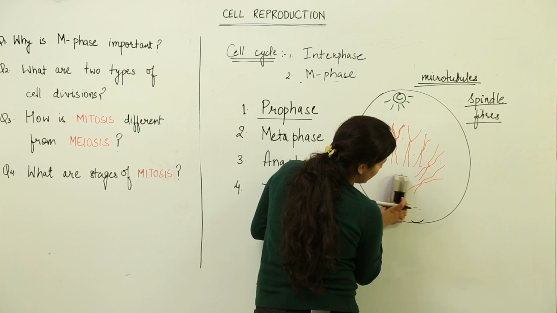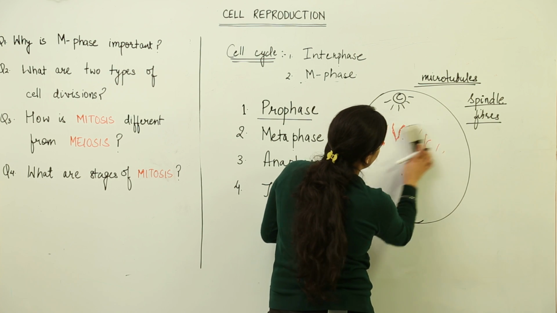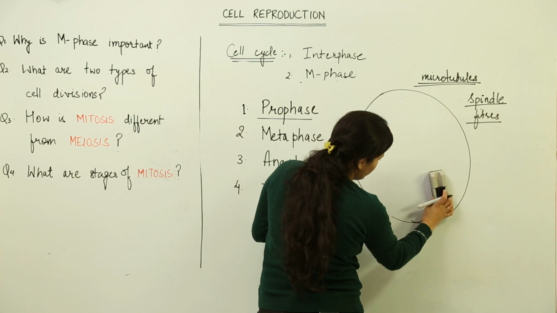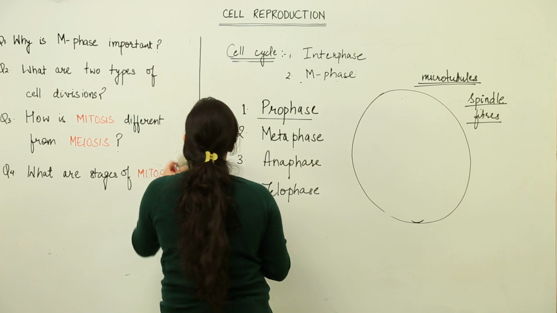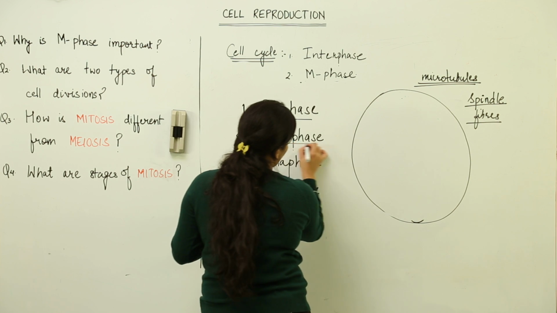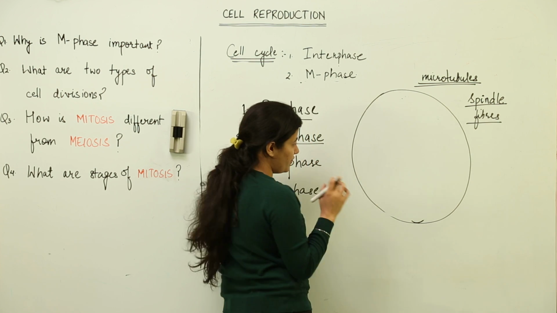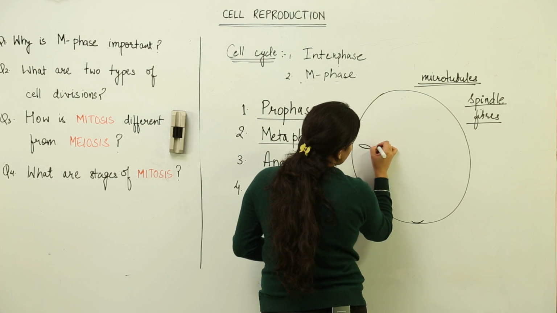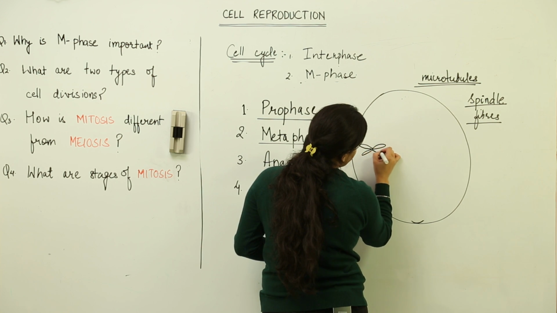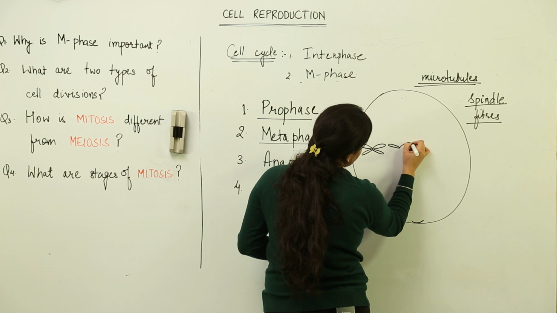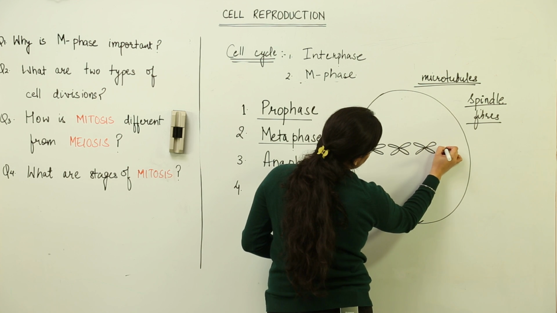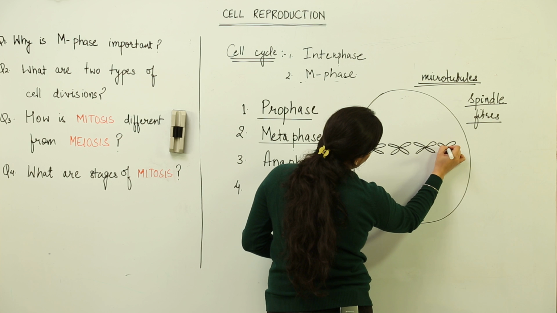Now what happens in the next stage is that these are completely condensed. The stage where I and you, when we are looking under a microscope, can see clearly the chromosomes is known as metaphase. What happens in metaphase is that all the chromosomes, whichever are present inside the cell, arrange themselves in the center with the help of spindles. This is just for understanding purpose I am making it.